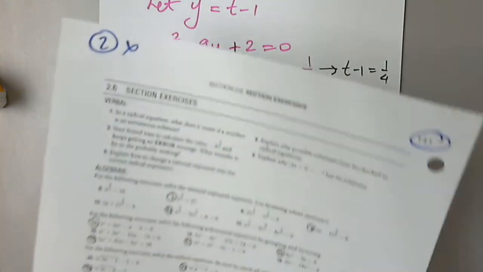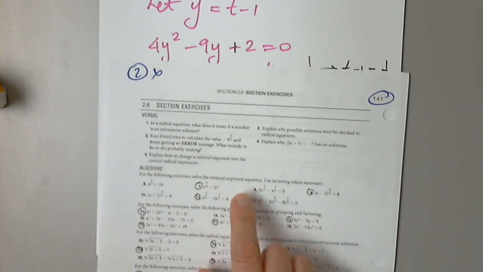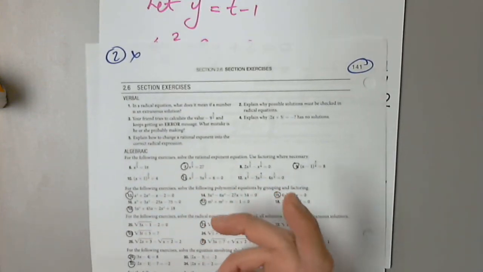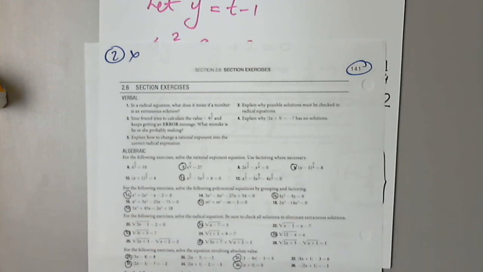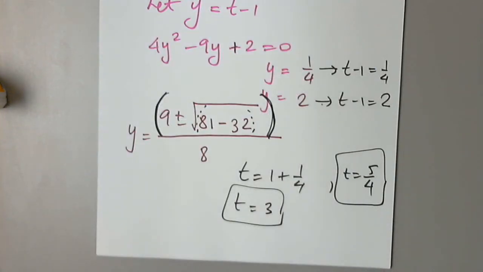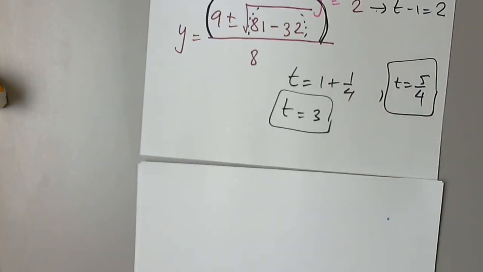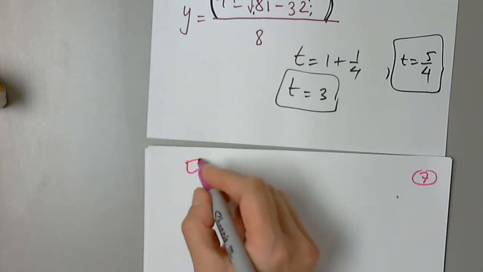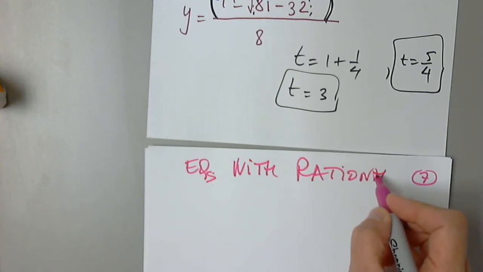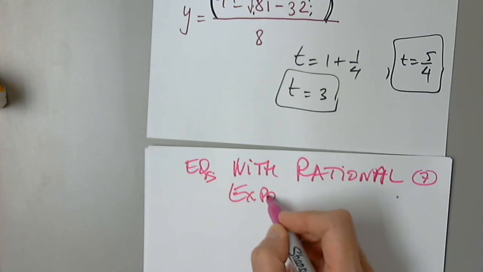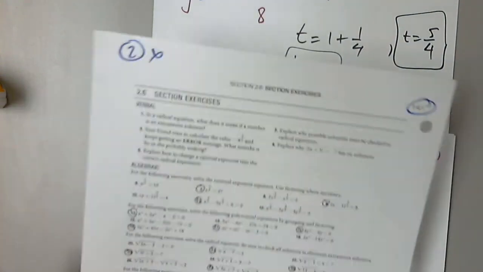Last type. Last type is equations that have rational exponents. And you could say, well, but that's a radical. You just told us last time that any fractional exponents are radical. Yes, you can change it into a radical equation if you want to. Let's see if we don't. But yes, you can. So equations with rational exponents.